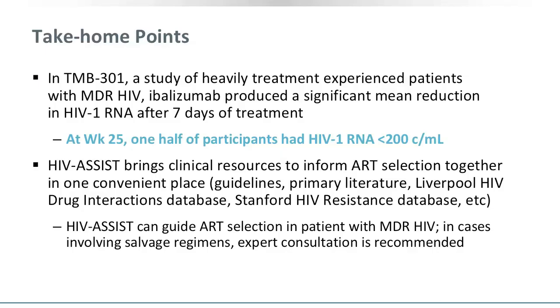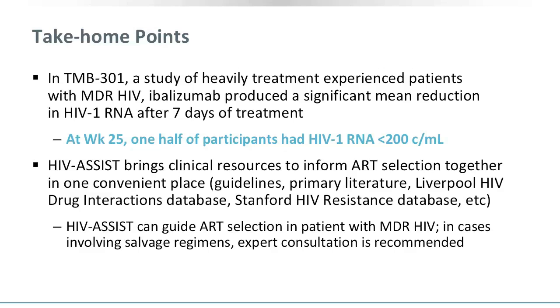So what are our take-home points from this case? In a small open label study of patients who were heavily treatment experienced with high level resistance to 3 or more drug classes, ibalizumab produced a reduction in viral load 7 days after being initiated and added to a failing background regimen. And at week 24 of treatment with ibalizumab and an optimized background regimen, half of patients were able to obtain a viral load of less than 200 copies per milliliter.